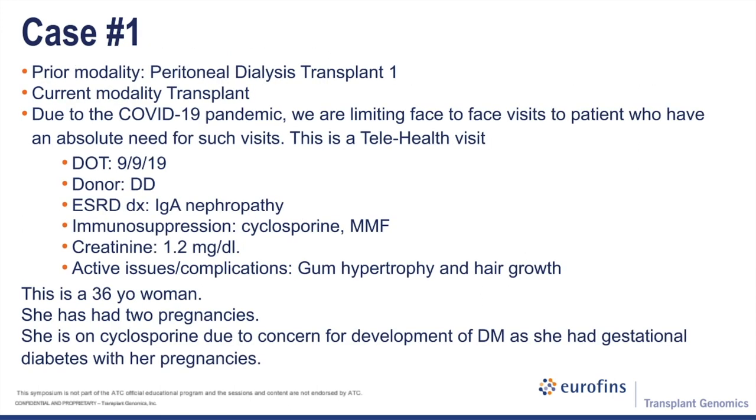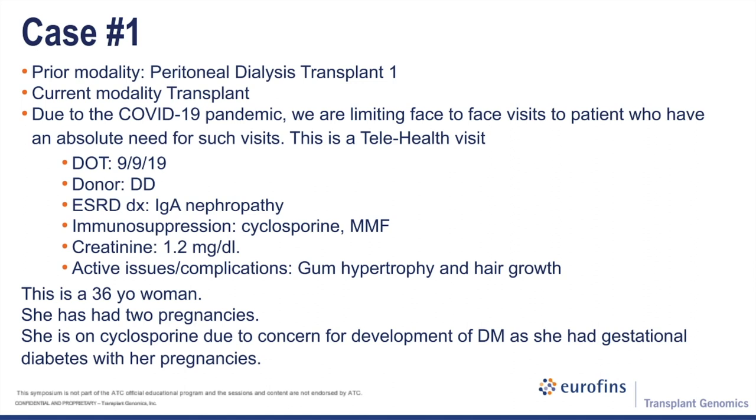Let me discuss the first case. This is a young woman, 36 years old, who was transplanted September 9th of 2019. Due to the COVID pandemic, we've been limiting face-to-face visits to patients who have an absolute need for such visits, and our talk with her this time was through telehealth. She would have been due for a protocol biopsy because she was going to change immunosuppression. Her original kidney disease was IgA nephropathy.